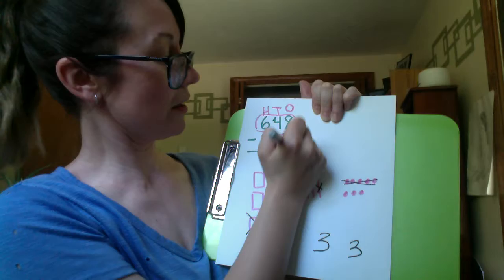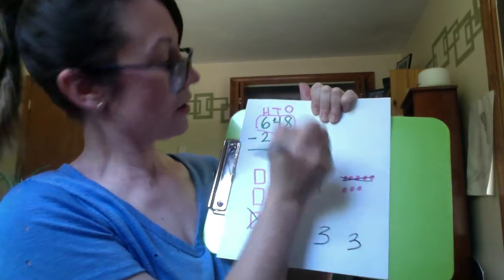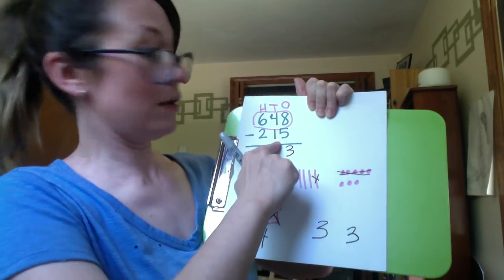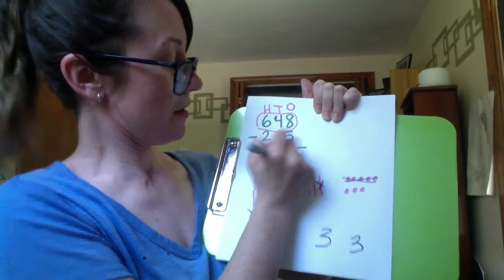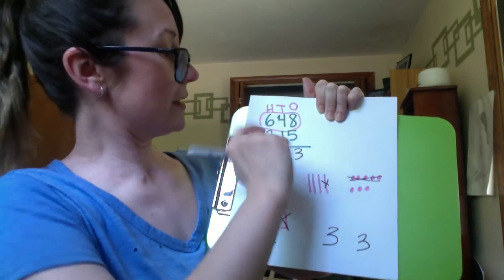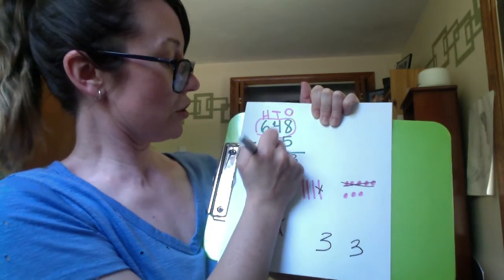So let's see, how many ones right under the O? How many tens right under the T? How many hundreds left right under the H?